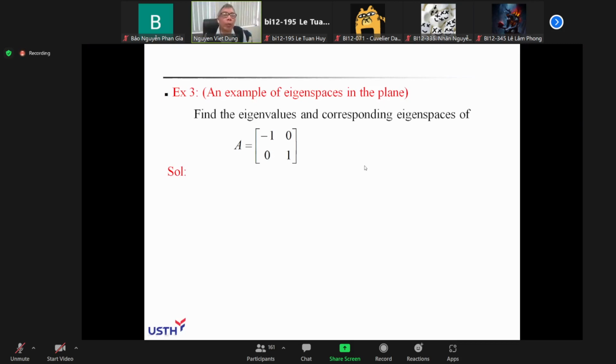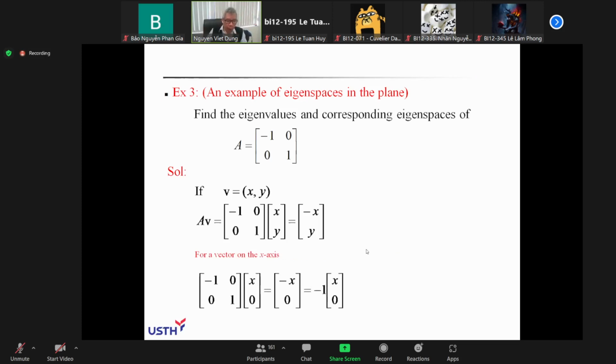Now, suppose that we are given a matrix A like that. You need to find the eigenvalues and eigenspaces of A. We already know how to find eigenvalues, but now not only do we need to find the eigenvectors, we need to find the eigenspaces. We do as follows. If we are given a vector V with coordinates x and y, then A multiplied by V gives you minus x and y.